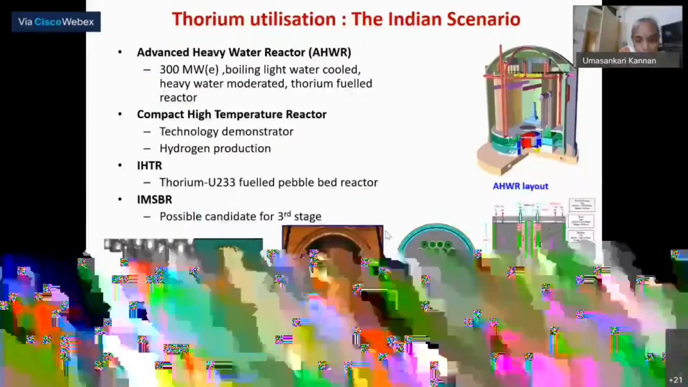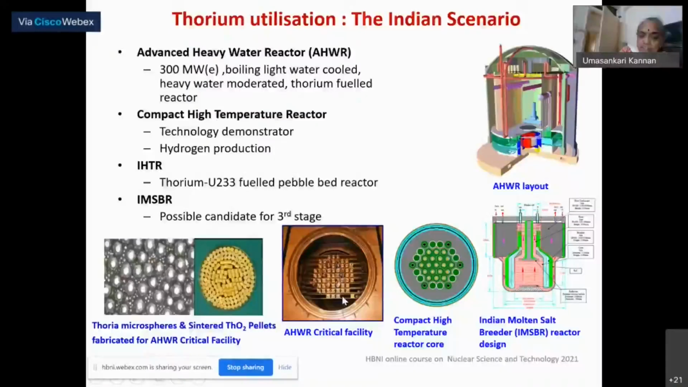So this is a typical layout of a reactor, how it looks like. And with respect to thoria, this is how a thoria pellet looks like. I have already told you that we have made an AHWR critical facility where we are testing some of the thorium fuel so that we get confidence about the design of the advanced heavy water reactor. And this is a typical molten salt breeder reactor where the fuel is in the form of a liquid and it is under circulation.